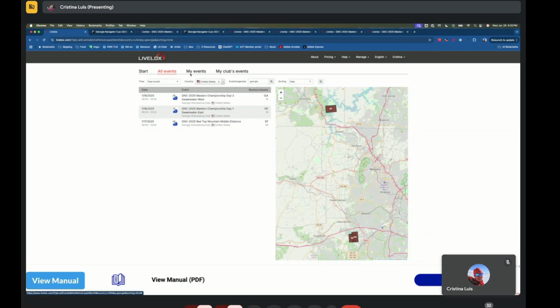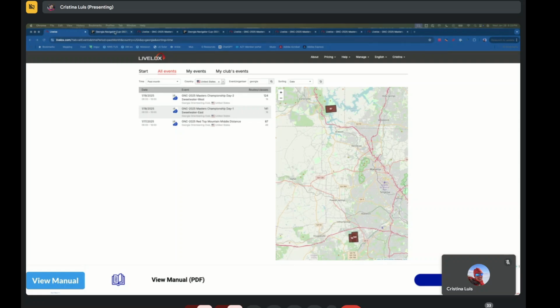To find the LiveLox events from the Georgia Navigator Cup, I went to all events, changed the time to past month, and entered Georgia in the search state, and that got me all 3 days from the Georgia Navigator Cup. The first day was a middle distance that didn't count towards Masters Nationals. It was an NRE, so you got ranking points, but it wasn't part of the 2-day Masters Nationals. Then days 1 and 2 were a combined time, 2-day classic. So we're going to be using LiveLox.